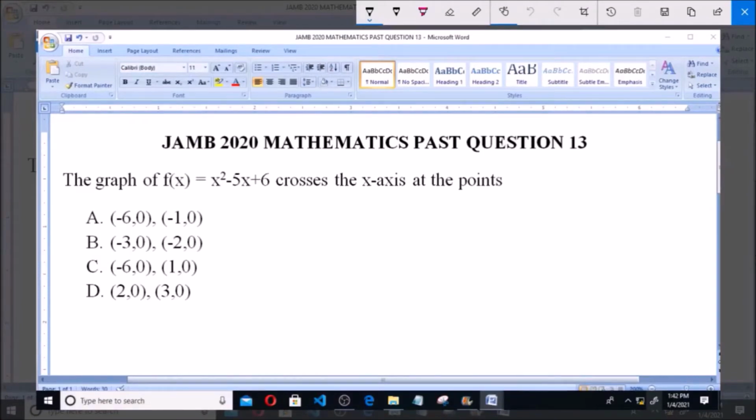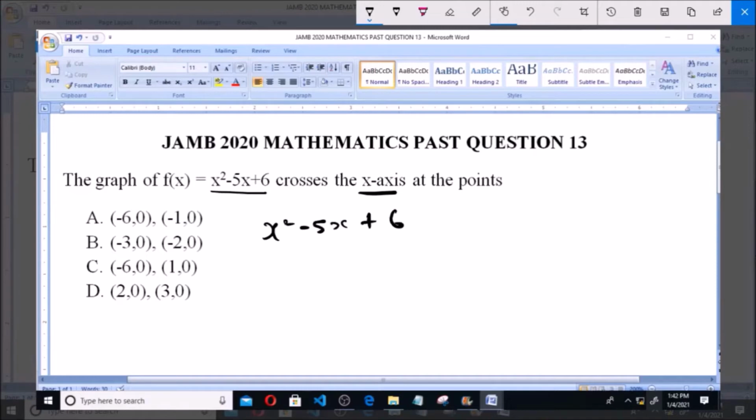I will be answering JAMB 2020 Mathematics Past Question 13. The graph of f(x) equals x squared minus 5x plus 6 crosses the x-axis at the point. That means this question is trying to say that we should find the point at which the graph having this equation crosses the x-axis. Now looking at this expression, you see that it is a quadratic expression. So for us to find the point at which the graph crosses the x-axis, we have to solve this quadratic equation to find the various values of x, and that will give us the point at which the graph crosses the x-axis.